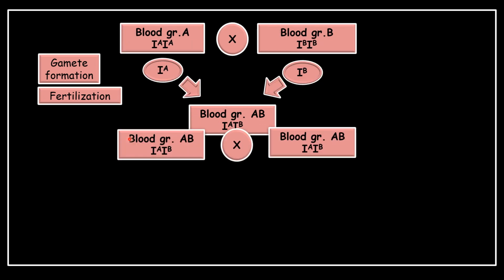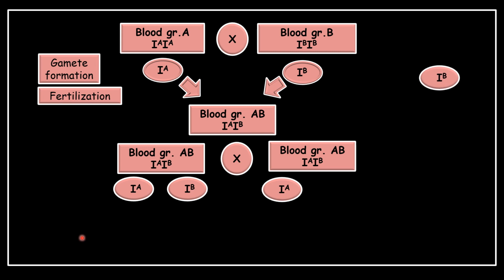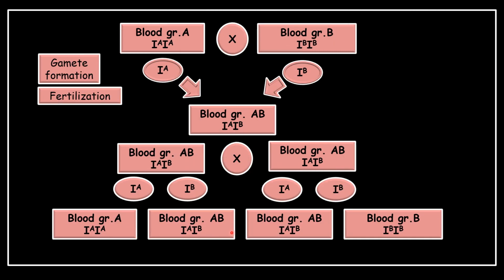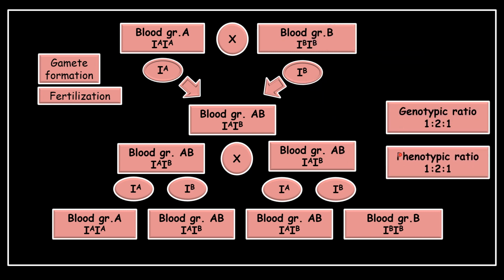Now further, when such individuals are crossed, that is when, say, a male with blood group AB is crossed with a female with blood group AB, it results in the formation of four types of individuals, that is one with blood group A, two individuals with AB blood group, and one individual with B blood group. So in this case also, both genotypic and phenotypic ratios are the same. So we are talking about codominance.